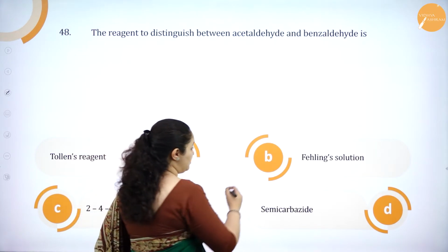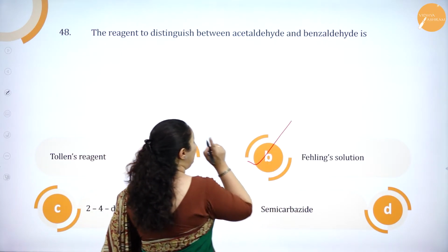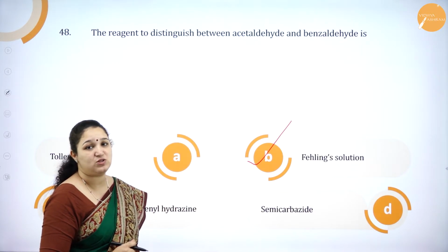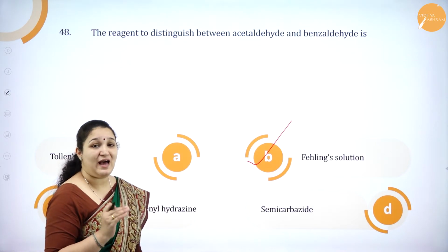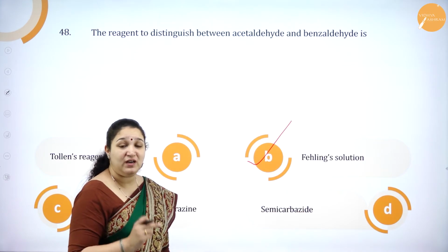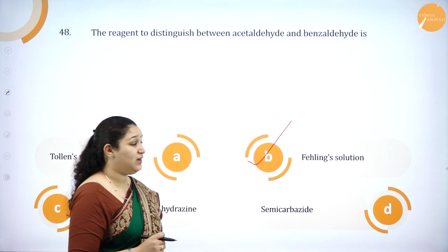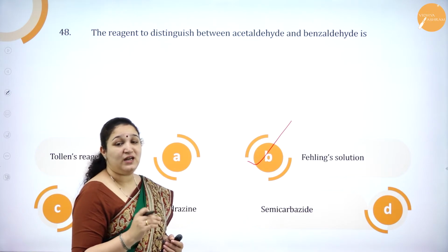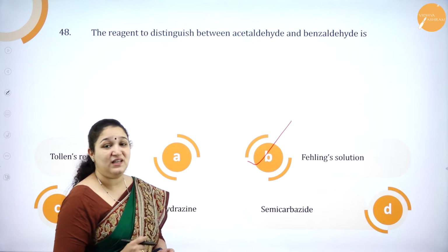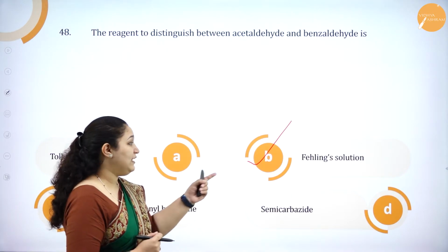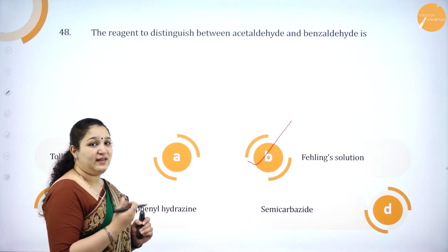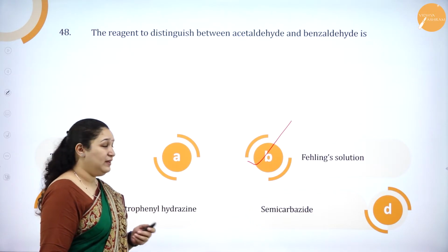So it should be Fehling solution in which only acetaldehyde will answer, but benzaldehyde will not answer Fehling solution because it's an aromatic aldehyde. And also Fehling solution is a weaker oxidizing agent. It's weaker than Tollens reagent. Thus, it will not oxidize benzaldehyde as there is a benzene ring in it. Okay. So, Fehling solution is the test which distinguishes between acetaldehyde and benzaldehyde. Okay. Next question.